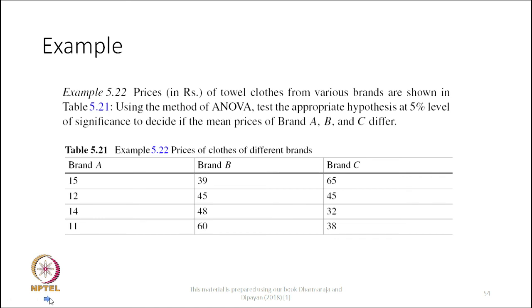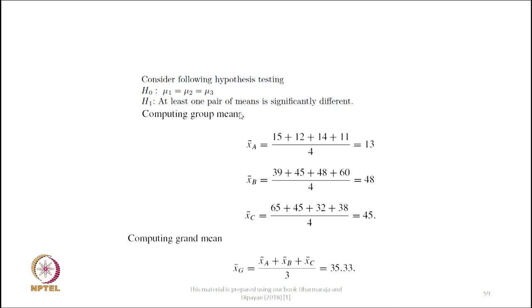Here I have given a very simple example, and you want to verify whether the population means are the same or different at the 5% level of significance, using the method of ANOVA. So, the data is given, and you can proceed further. H naught is mu 1 equals mu 2 equals mu 3, and H 1 is that at least one pair of means is significantly different.